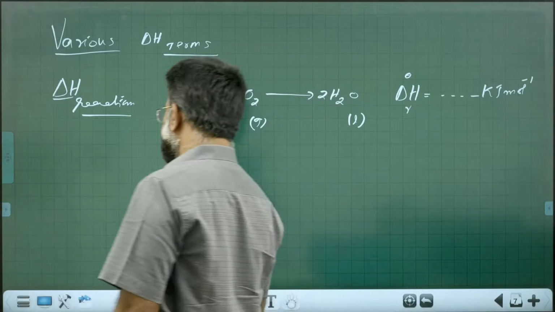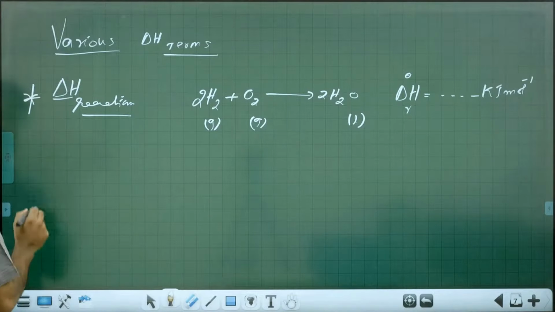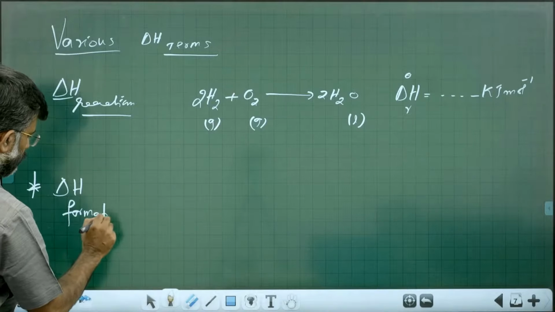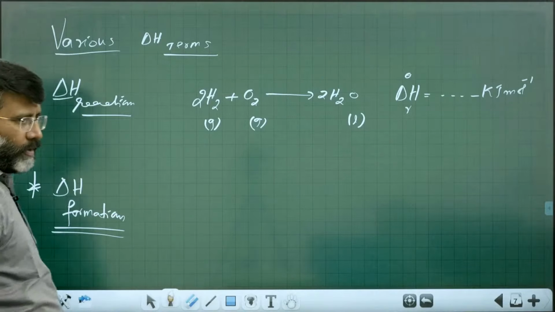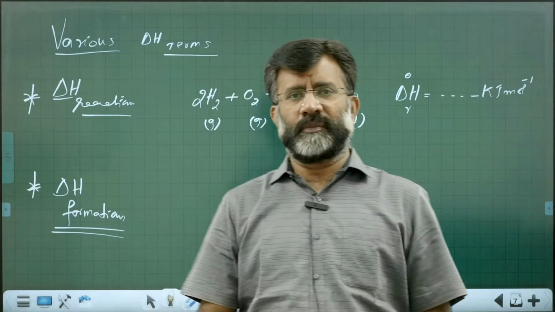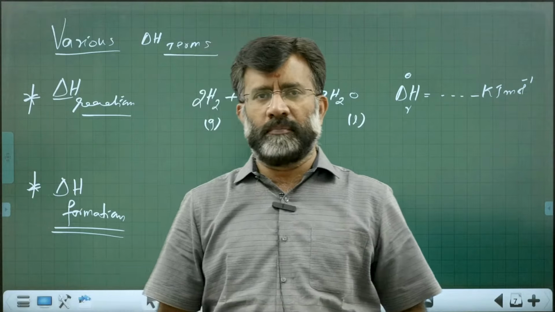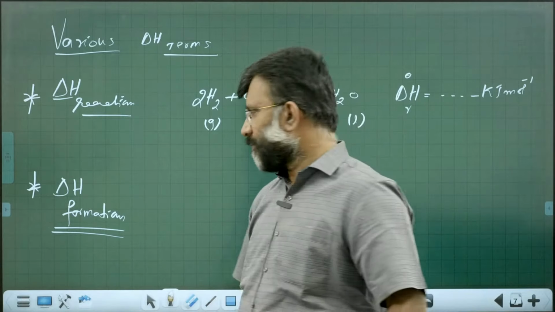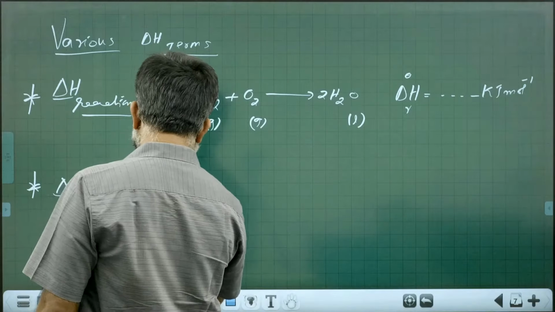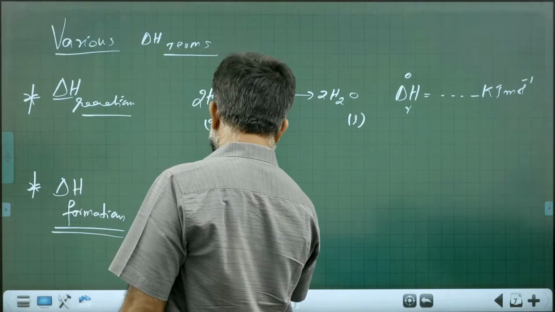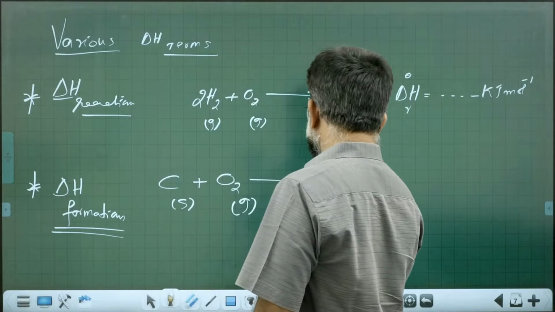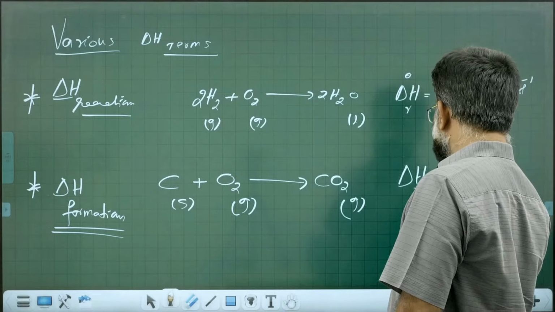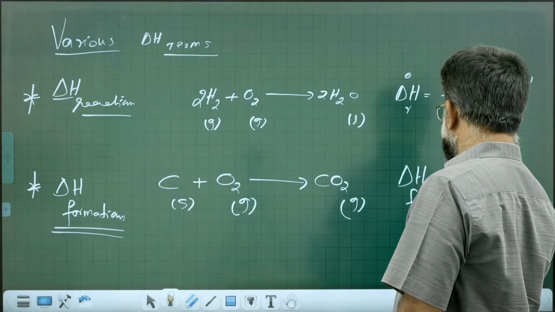Number 2, enthalpy of formation, delta H formation. What is enthalpy of formation? Enthalpy change during the formation of 1 mole of a compound from its constituent elements. You see, carbon in the solid state reacts with oxygen in the gaseous state, and you are getting 1 mole of carbon dioxide in the gaseous state. You can call it the enthalpy of formation of carbon dioxide.